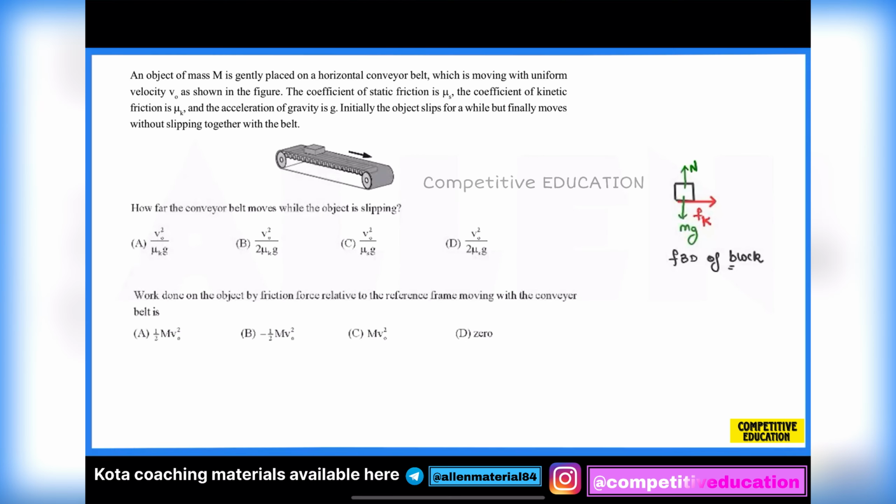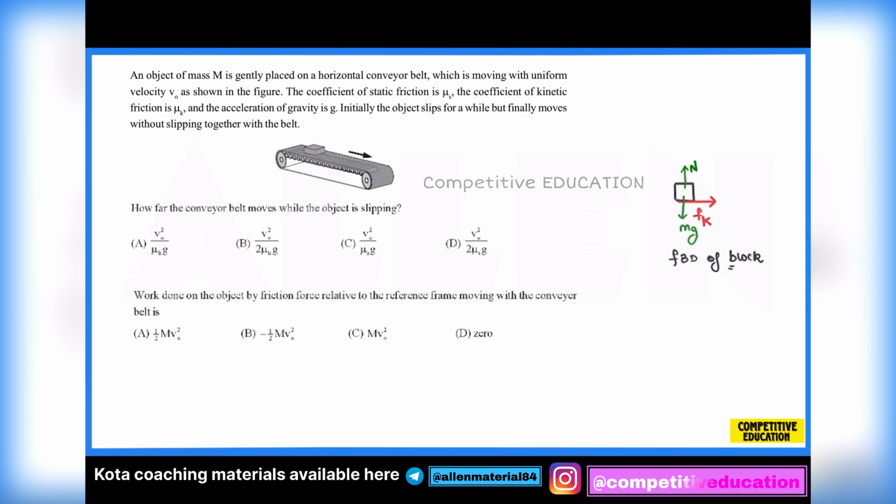In this question, it is given a block of mass m is kept on this conveyor belt which is moving with a constant velocity v0. The coefficient of static friction is mu s between these two, and the coefficient of kinetic friction is mu k between these two. The acceleration of gravity is given to me as small g. Initially, this object slips on this conveyor belt, and finally it starts moving without any slipping.